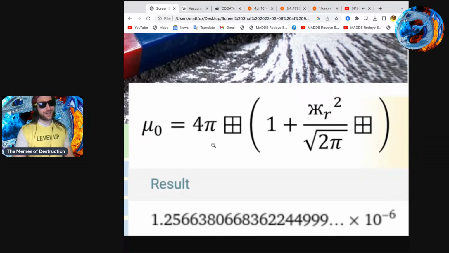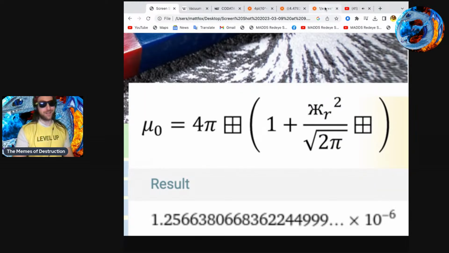Okay, so we got our sphere. We multiply it by the inversion boundary. And then we got our terminal action. That's 1 plus r squared divided by the square root of 2 pi. Huh. And then we multiply that by the inversion boundary. Okay, what the heck is r squared?